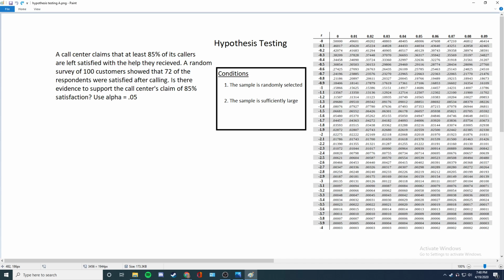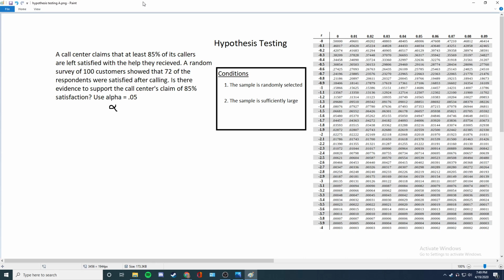A call center claims that at least 85% of its callers are left satisfied with the help they received. A random survey of 100 customers showed that 72 of the respondents were satisfied after calling. Is there evidence to support the call center's claim of 85% satisfaction? Use alpha equals 0.05, with alpha being that little symbol.